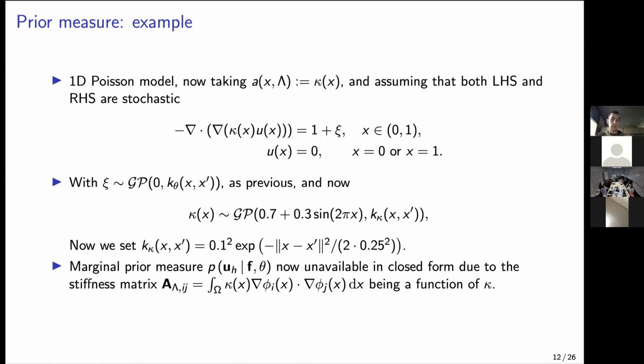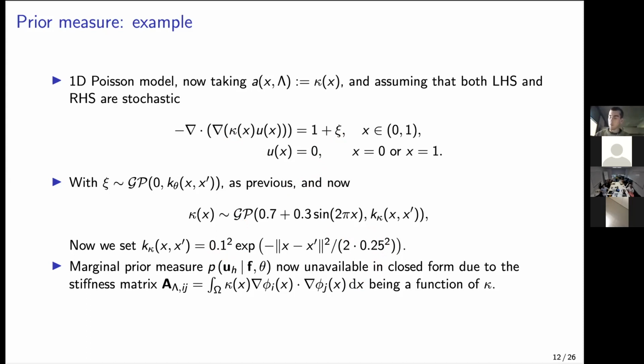Okay, so the next thing we can do is add an example where we have both a stochastic left-hand side and right-hand side. So now I'm going to say that both kappa and xi are Gaussian processes. I'm going to take xi exactly as it was before, but now I'm going to make kappa, our diffusivity function, a GP which has a sinusoidal mean and a similar covariance structure, with a 0.25 length scale and a 0.1 variance. So it has a bit of a smaller length scale. We have these fluctuations about a sinusoidal mean that we're assuming.